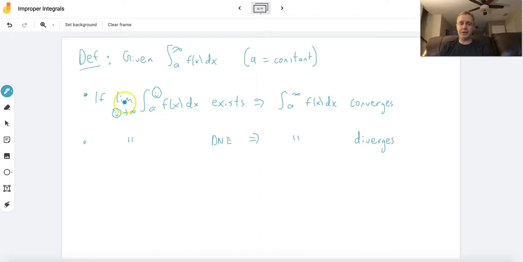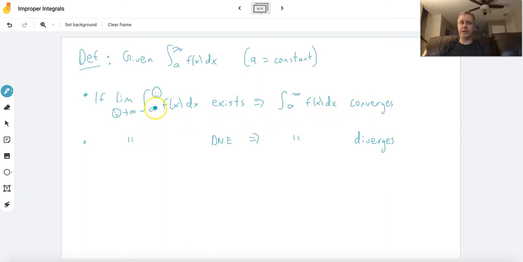And then we put this limit out in front. Once we have that improper integral rewritten with a limit, if the limit of that definite integral exists, then we will say that the improper integral converges.